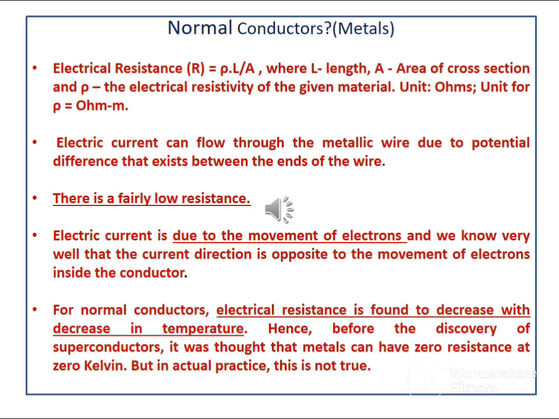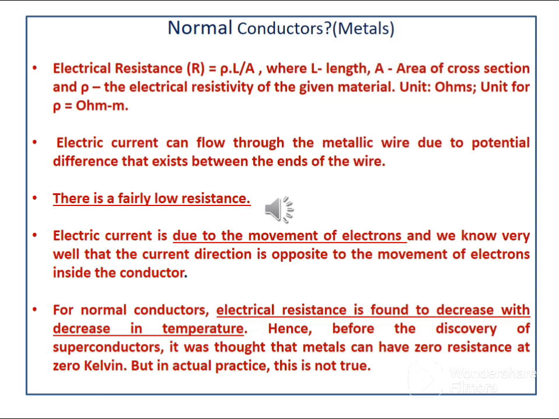Dear students, here let us recall whatever we have learnt in our previous classes on metals, the normal conductors. The electrical resistance R is given by the formula rho into L by A, where L is the length of the material, which is in the form of a wire, and A is the area of cross section of the metallic wire. Rho, the proportionality constant, represents the electrical resistivity of the given material. The unit of electrical resistance and electrical resistivity will be ohm and ohm meter respectively.